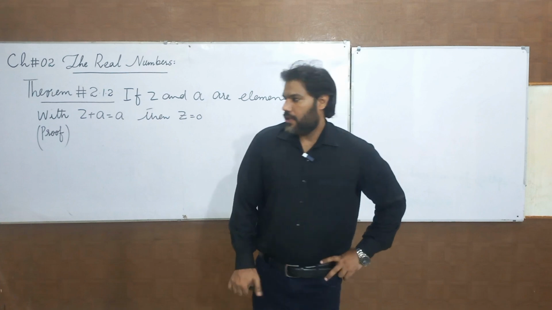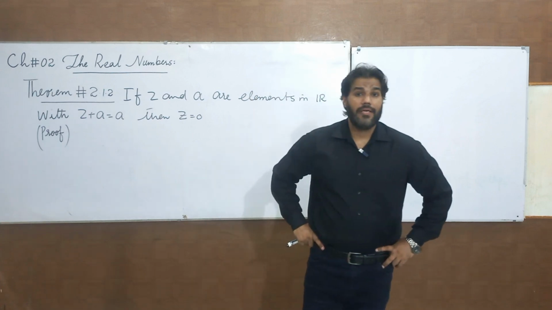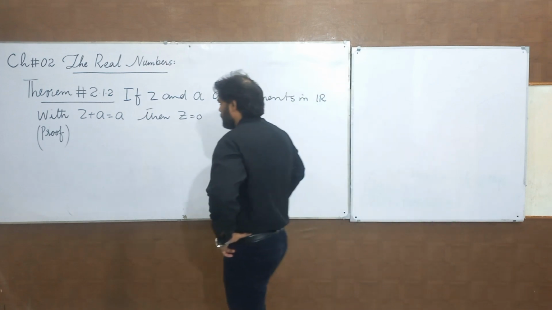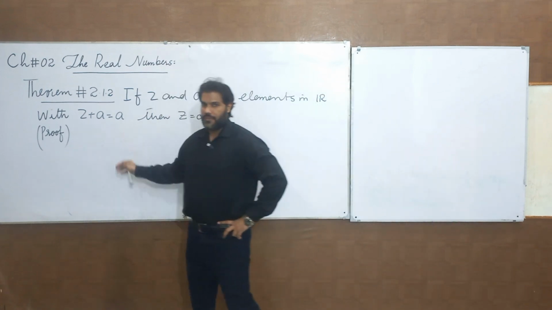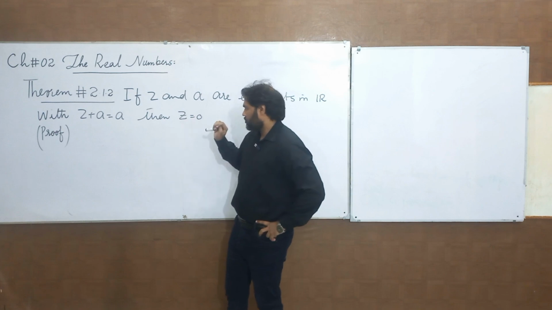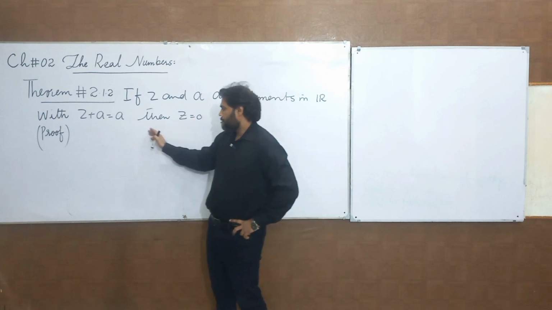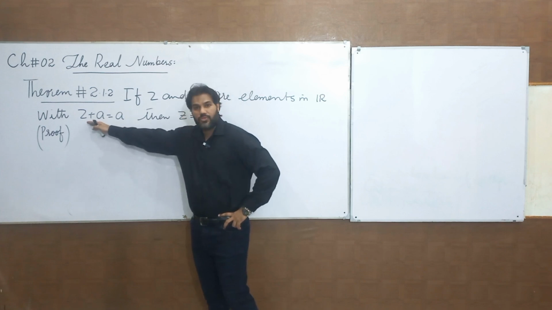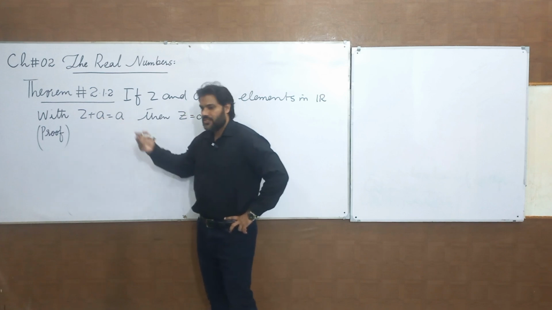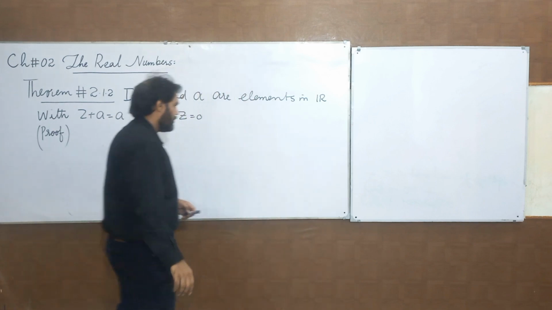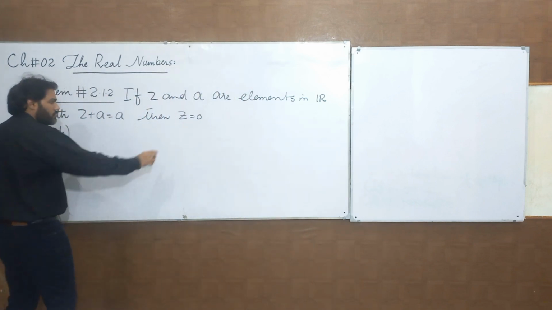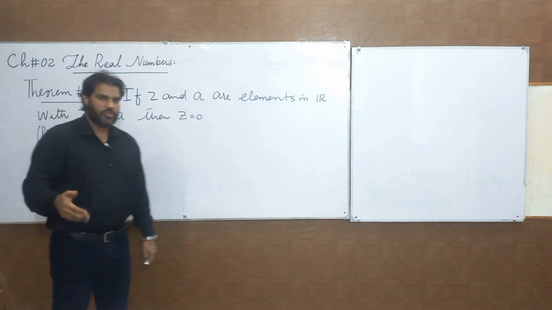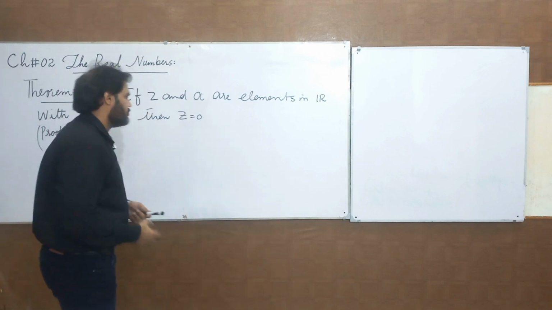So in the first part, we have to show that if z and a are two real numbers, and given that z plus a is equal to a, then show that z is equal to 0. In other words, this equation is possible only when z is equal to 0, because when you put z equal to 0, it is clear that a is equal to itself. But we cannot plug this value of z equal to 0 directly here. We have to prove this by using some properties, by definitions.